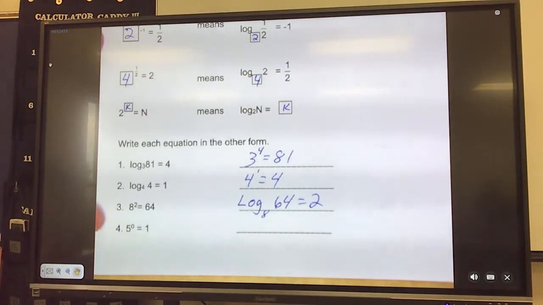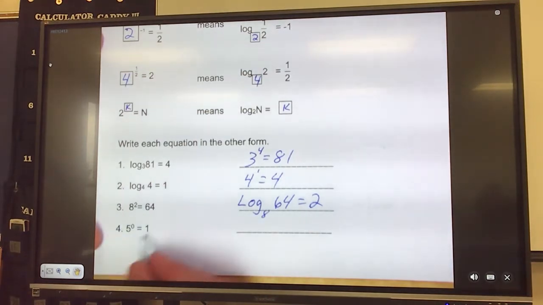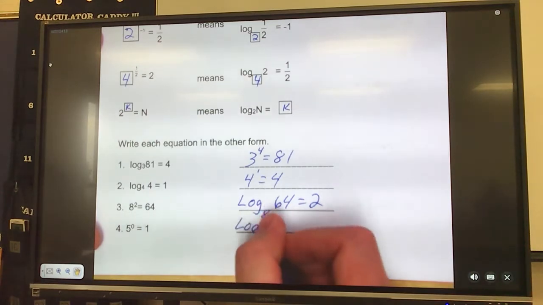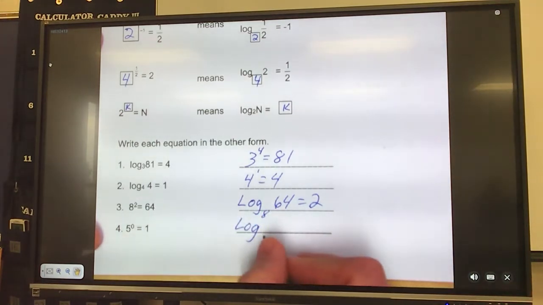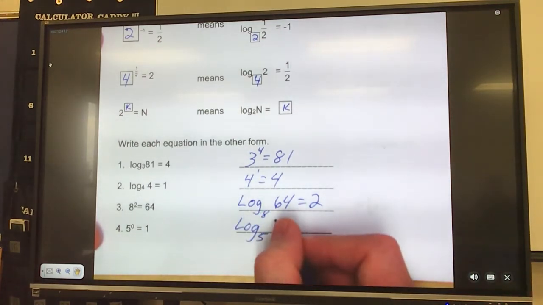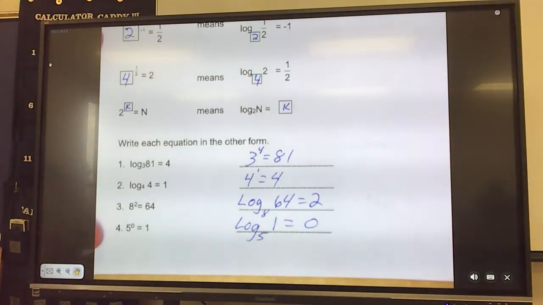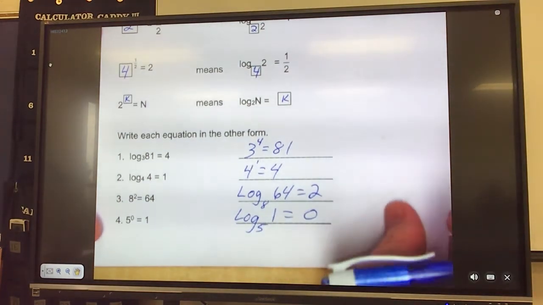And if you put in your calculator, log base 8, 64, hit enter, it's going to tell you 2. Okay, there's another exponent. So log base what? What's the base on it? 5. What goes here? 1 equals 0. Too easy. Told you guys, this stuff's easy. Flip it.